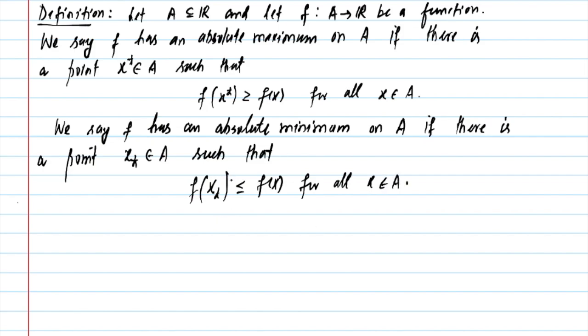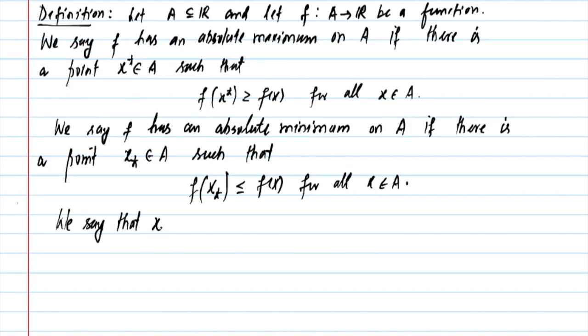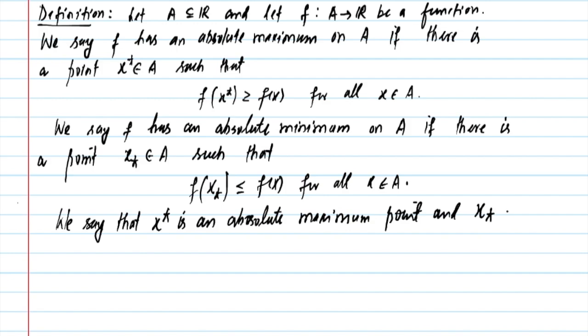So now this means that if the function attains its smallest value at some point in the domain of f, then we say that functional value is the absolute minimum value, and in this case the point x subscript star is known as the point of absolute minima. So therefore we can continue this definition. We say that x superscript star is an absolute maximum point, and x subscript star is an absolute minimum point.